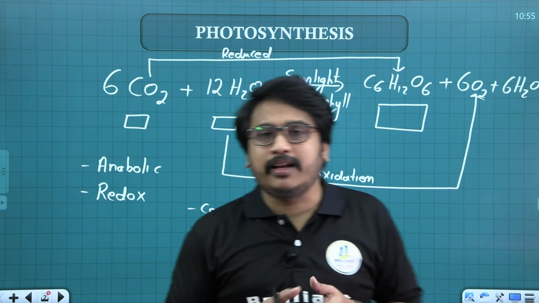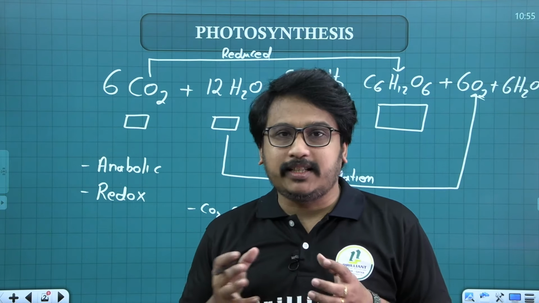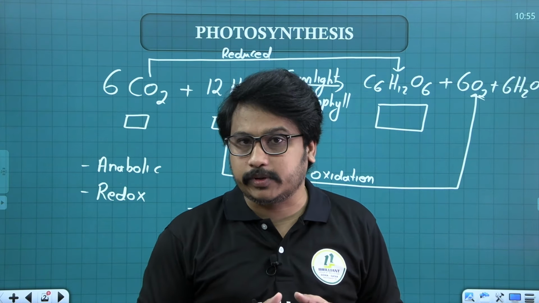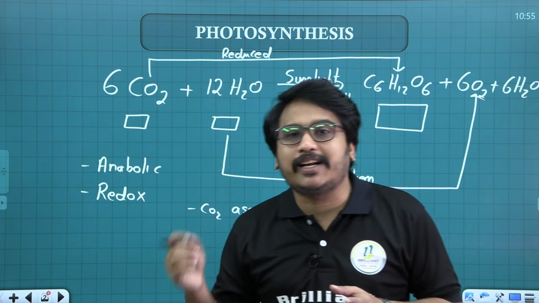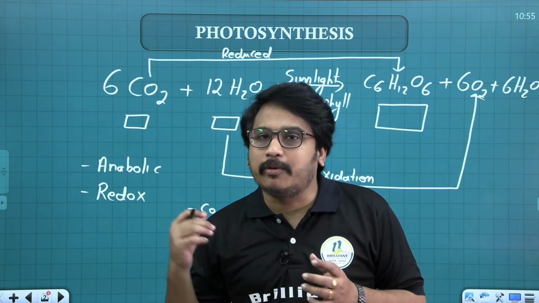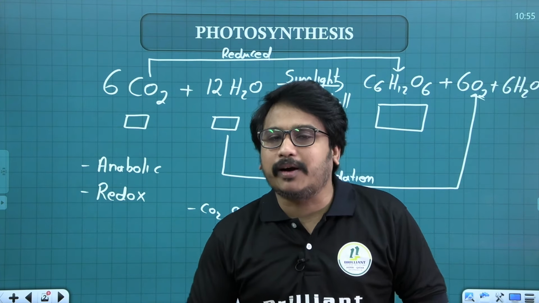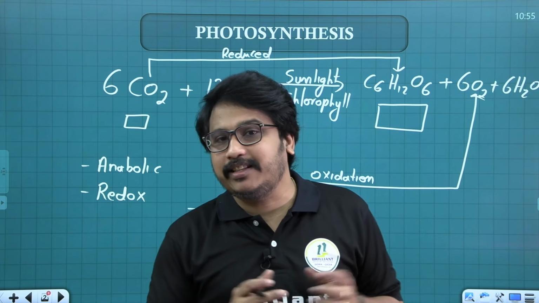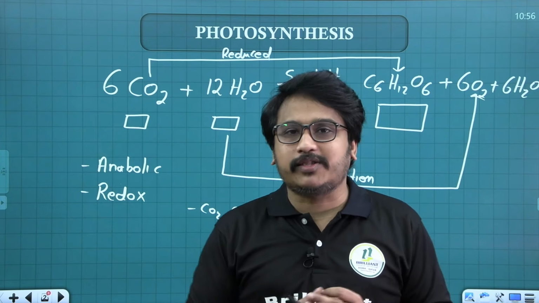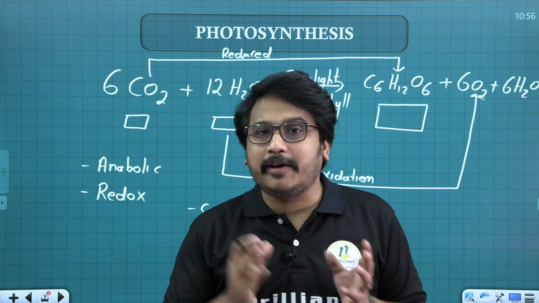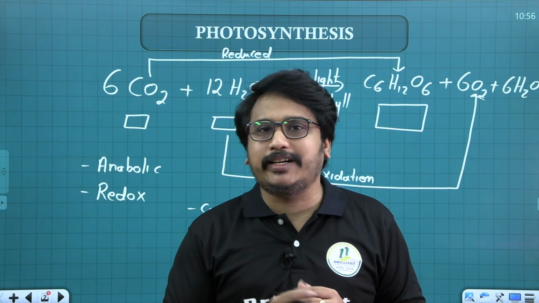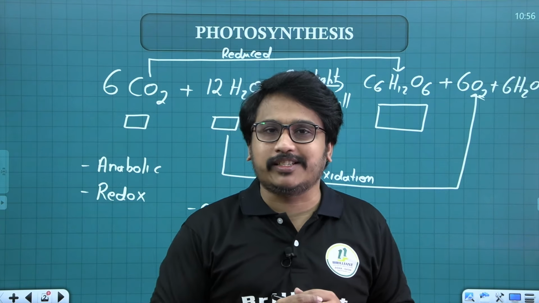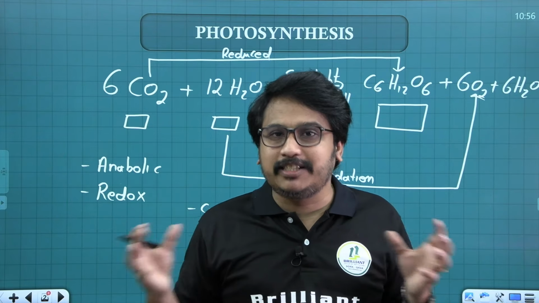It's mainly occurring in the plants, especially the green parts. It's an anabolic process or a constructive process, where the carbon dioxide and water will be combining to form carbohydrate. These are smaller particles. They are forming a complex particle, that is carbohydrate. Then the second thing you should understand, it's a redox reaction, where carbon dioxide is reduced into carbohydrate and the water undergoes oxidation in order to release oxygen. So whatever I said is a brief description.